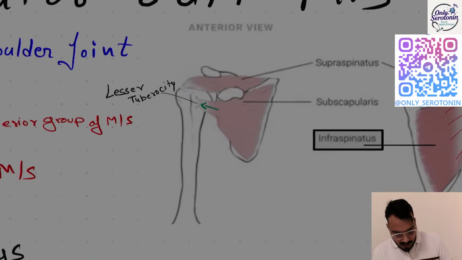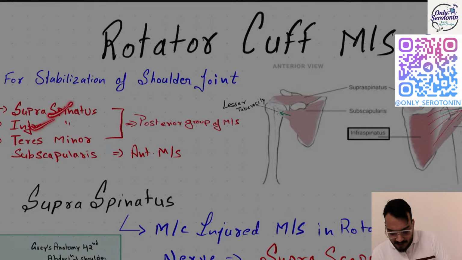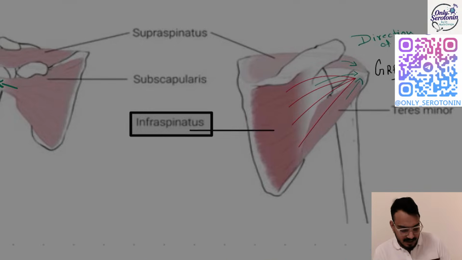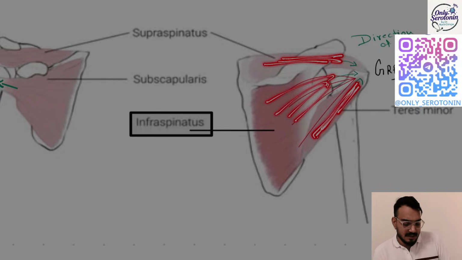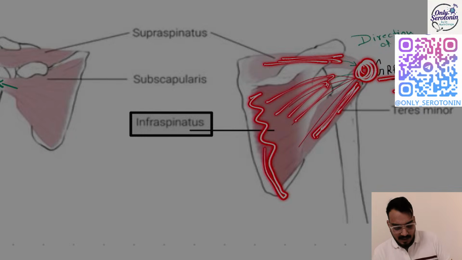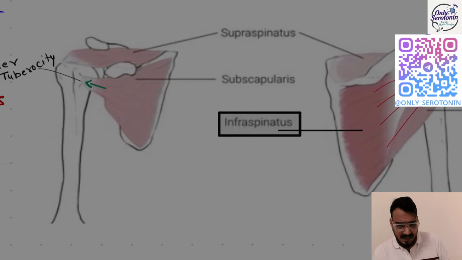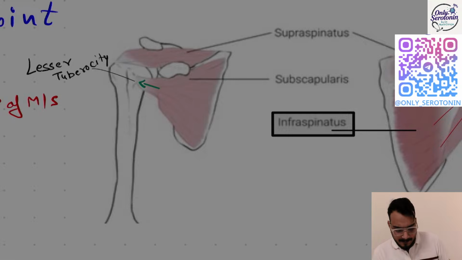Now, what we have studied, guys, supra, infra, and teres minor is your posterior group of muscles. Where are my supra, infra, and teres minor, guys? Here, can you see? This is my supraspinatus, infraspinatus, and teres minor. All these three muscles are attaching to what, guys? They are attaching to the greater tubercle. And starting from what, guys? Starting from the medial posterior side of the scapula, right?